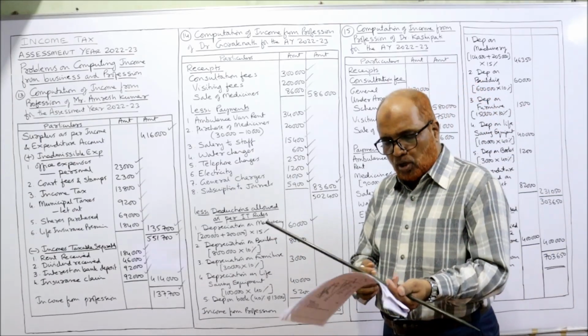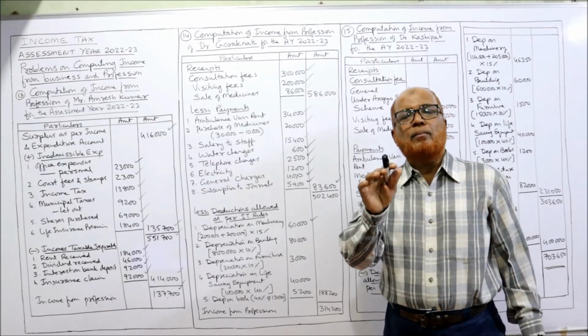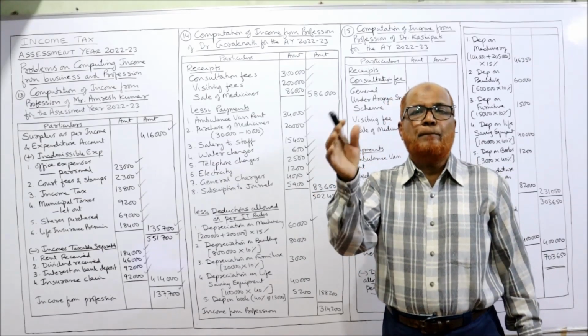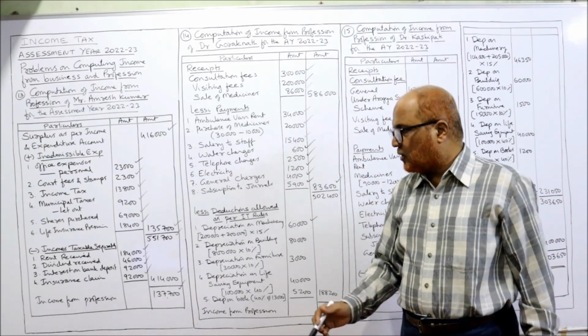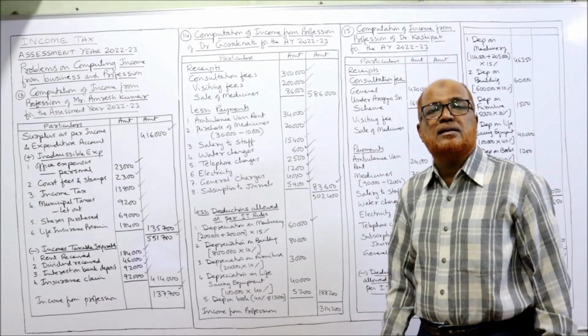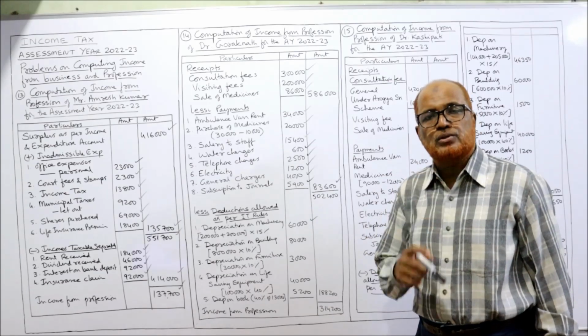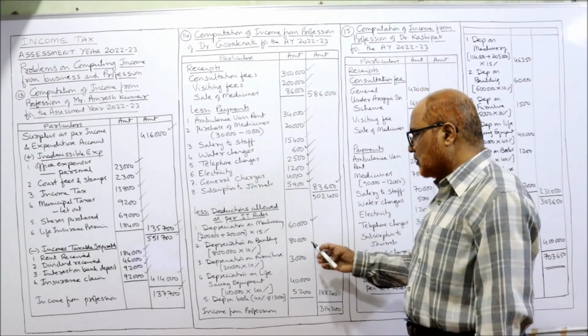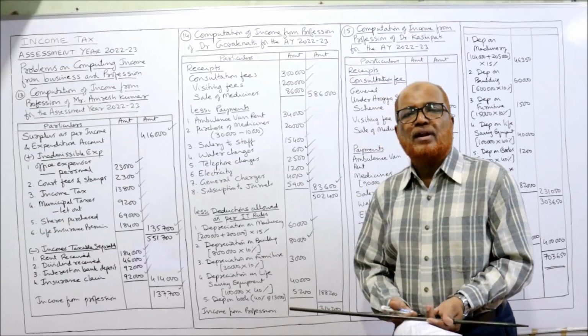Similarly, depreciation on building. It is given in the problem in adjustment. Building at the beginning of the year is 8 lakh rupees. Depreciation rate on building is 10% specified by income tax rules. So 10% of 8 lakh, 80,000. Then depreciation on furniture.